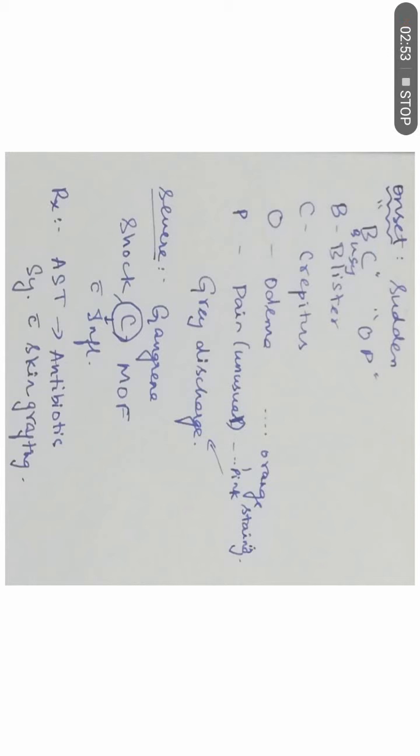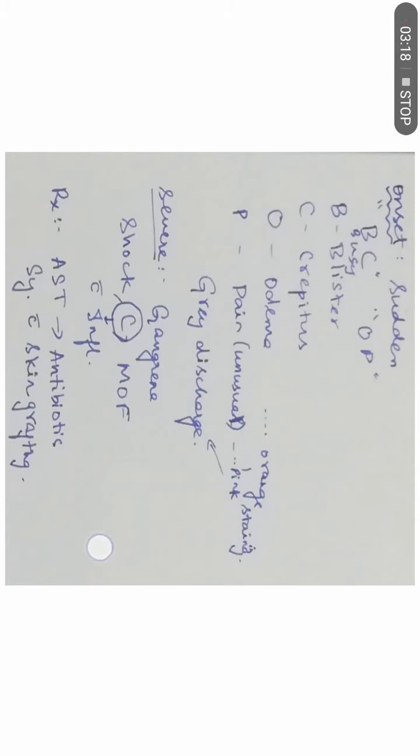That's a mnemonic, guys. So busy, but the mnemonic is BC, and OP, where OP is the outpatient department. B is blister, C is crepitus, O for edema, and P for pain. Edema and pain. Pain is usually unusual. Unusual pain as in there is no history of anything, but just pain is there.